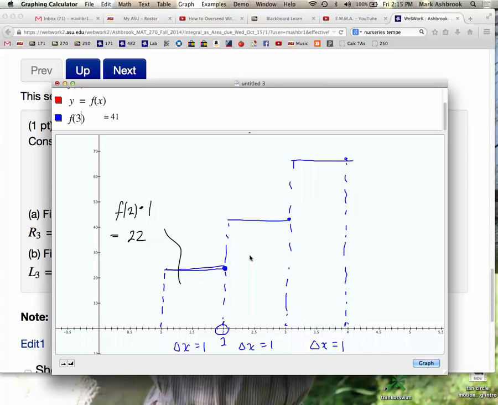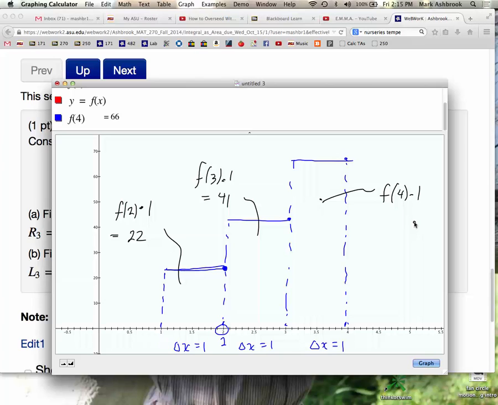Second area is? It's going to be f of 3 times 1 equals 41. Finally, f of 4, 66. 66 times 1. Why times 1? If you have a different delta x, you're not going to multiply by 1. If your delta x is different, so it's what? It's height times width.